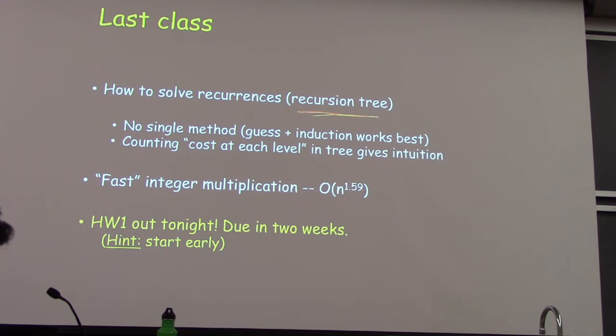And we also saw fast integer multiplication. We saw that there's a non-trivial algorithm that gives an n to the 1.5 time algorithm. And this was one of these tricky examples of divide and conquer. So this is what we did last time.